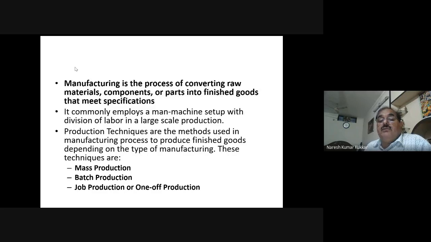Manufacturing is the process of converting raw material, components or parts into finished goods that meet specifications. It commonly employs a man-machine setup with the division of labor in large-scale production. Production techniques are the methods used to manufacture products, to produce finished goods, depending upon the type of manufacturing. So we have 3 types of manufacturing basically: one is mass manufacture, batch production, and job production or one-off production.